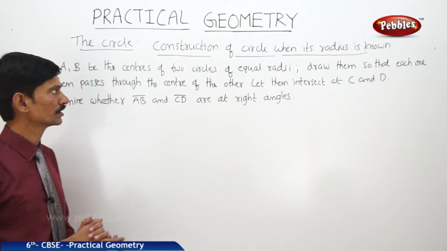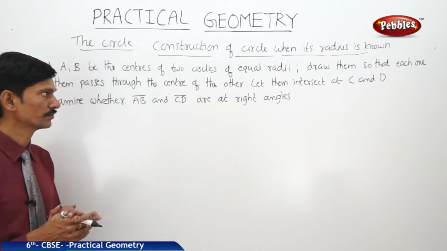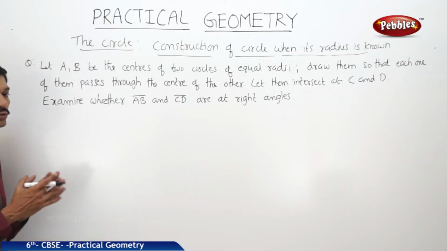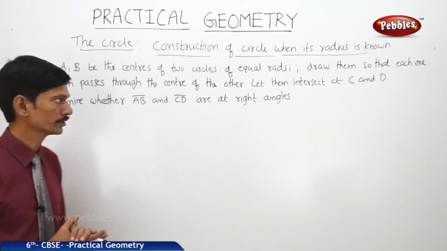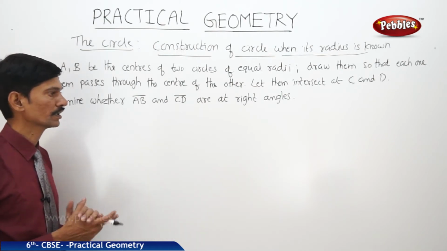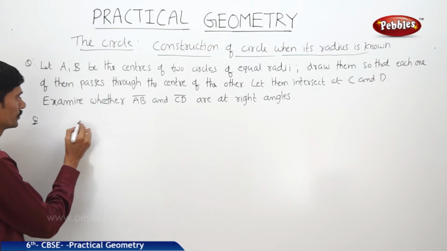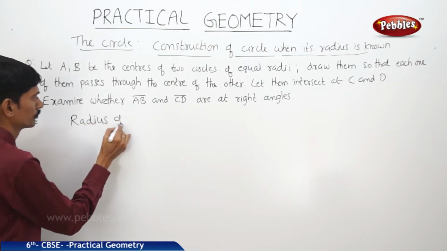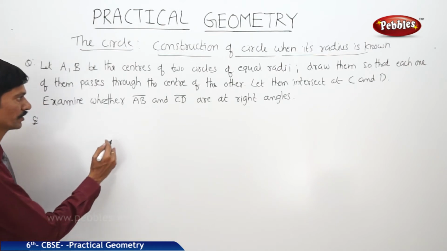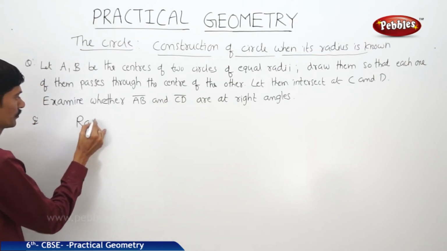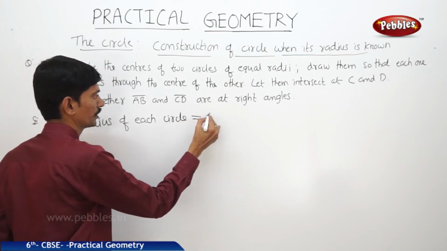So here there are two circles with different centers A and B, but with equal radii. Means the radius of the two circles is the same. So we should draw them so that they intersect each other at two points. The points of intersection of the two circles are C and D. Now we should examine whether AB and CD are at right angles, means both are perpendicular to each other. So first let us take the radius of each circle. Let us take the radius of each circle 3 centimeters. We can take 4 centimeters.